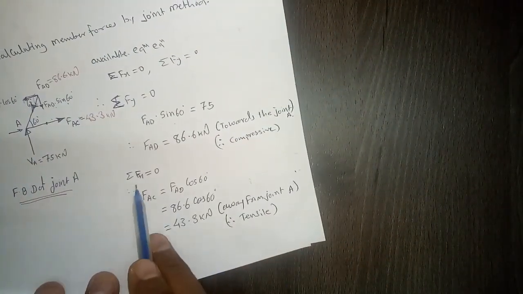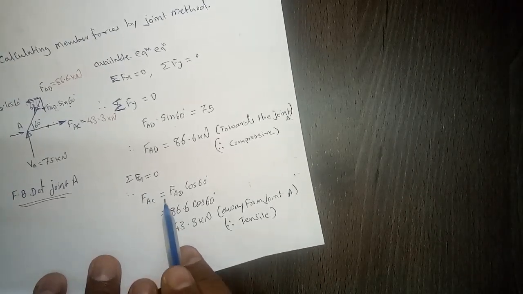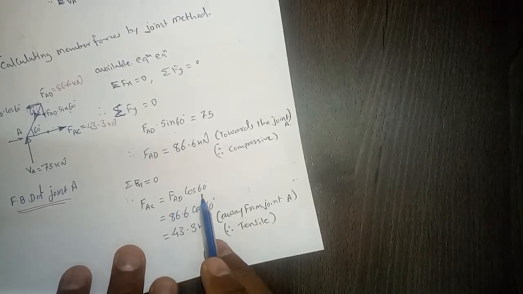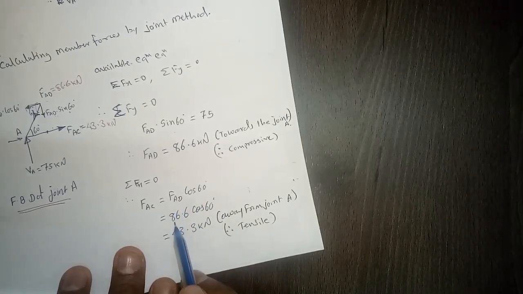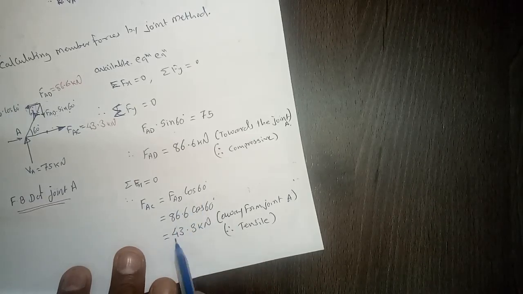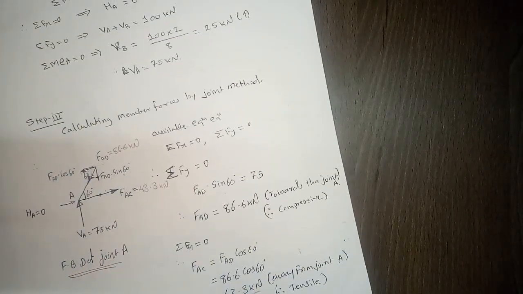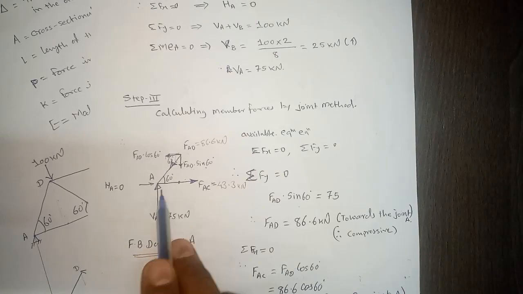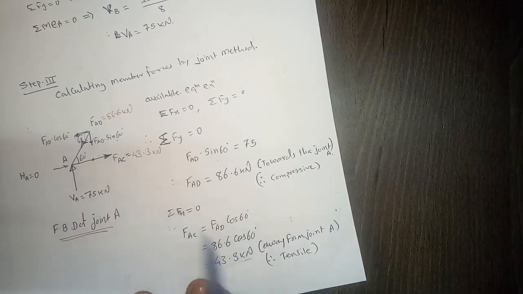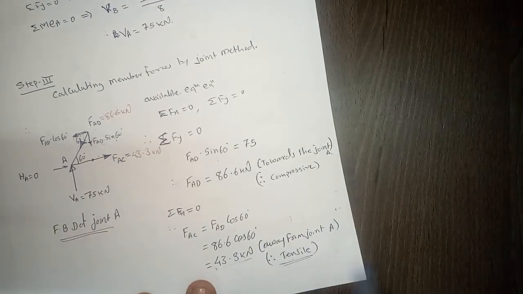So if we use summation Fx equal to 0, what we'll get is FAC is equal to FAD cos 60. We already know the 86.6 kilonewton, so you substitute that and you will get 43.3 kilonewton. Since this answer is also positive, whatever direction we assumed is correct. Since the direction is away from the joint A, that means it is a tensile force.